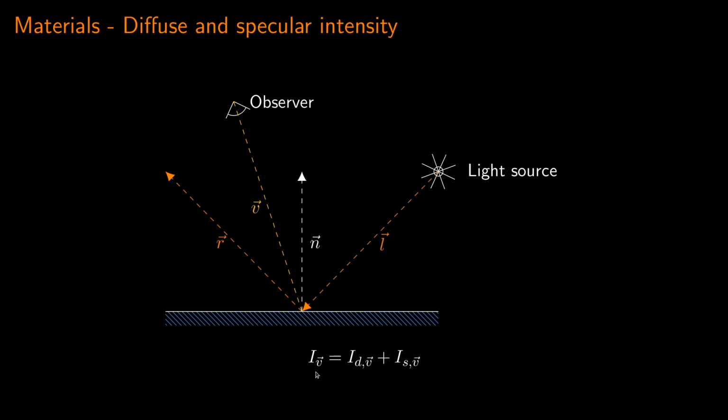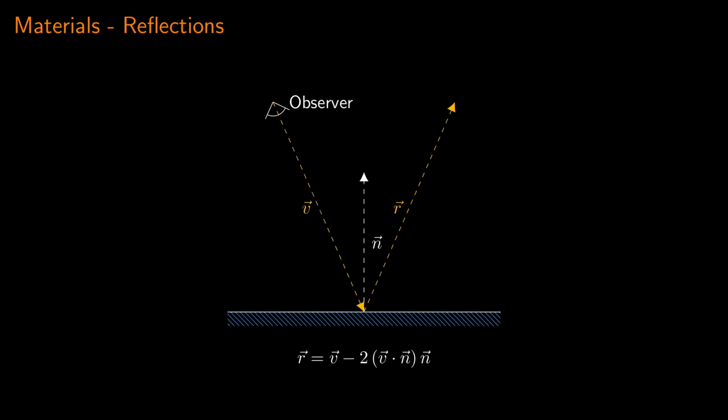Okay, so the overall intensity observed along the vector v from the observer is equal to the diffuse intensity ID for v plus the specular intensity IS for v. Of course, the diffuse intensity doesn't depend on v at all, but the specular intensity does. And that's the very simple way that we are going to get the final result for the combination of diffuse and specular intensity. Okay, so the last thing to cover is how do we model reflections?